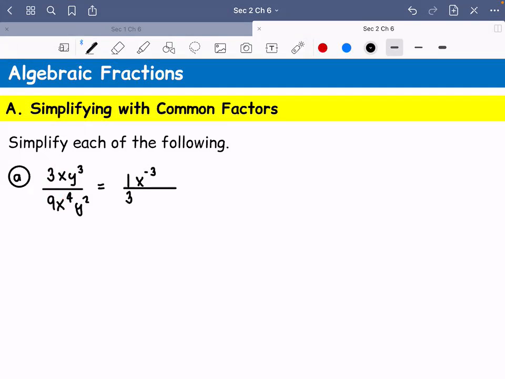So 3 minus 2 is y. So to get the final answer, what do we need to do with this? Because we cannot have a negative index in our answer. So we need to move this to the denominator. If we move this to the denominator, what happens to y? It's just left there. So y over 3x raised to 3. That's your answer for that question.